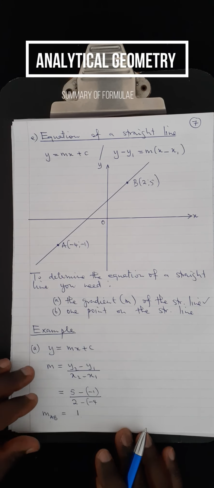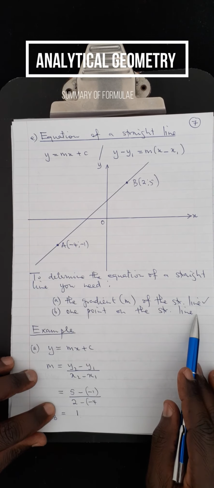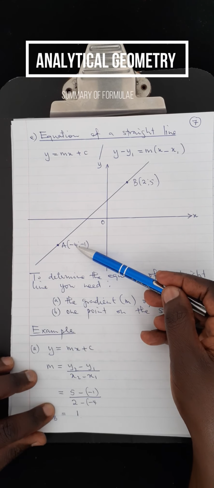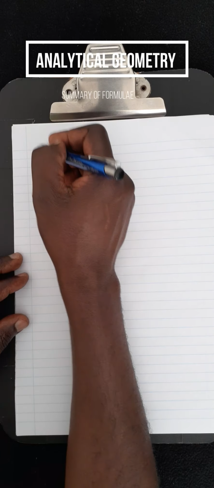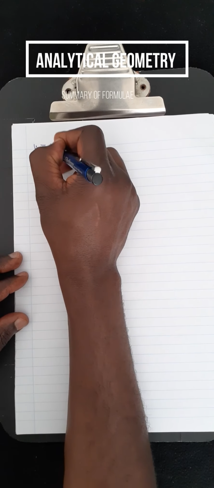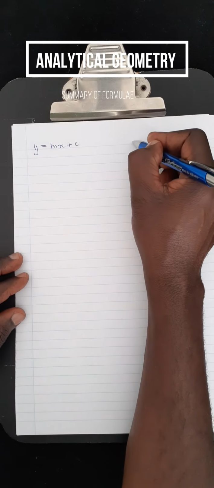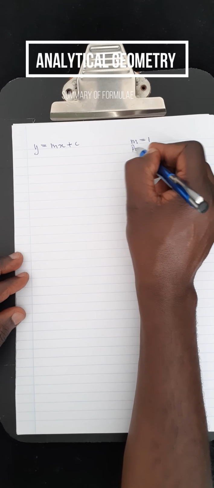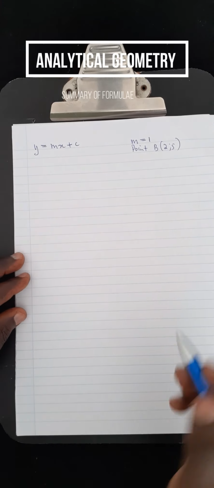So now, what else is left? Do we have a point? Yes, we've got a point. We can use 2, 5. Let's take a new page here. So we have y equals mx plus c. We have now found our gradient is 1, and our point, we're going to take point B with coordinates 2, 5.